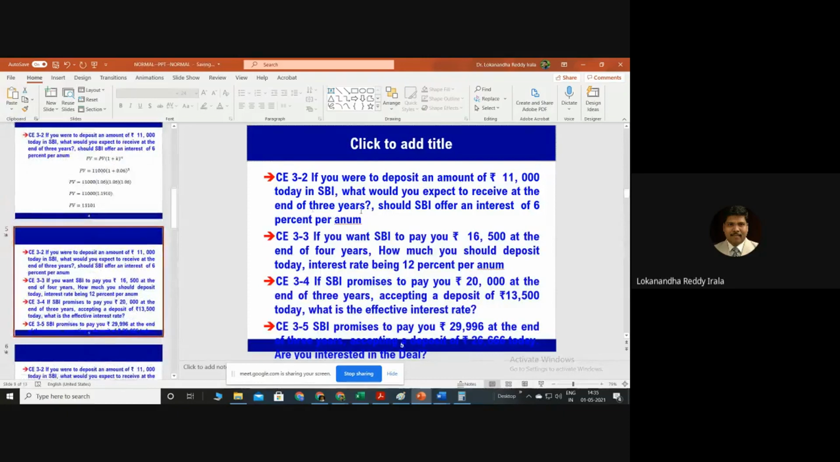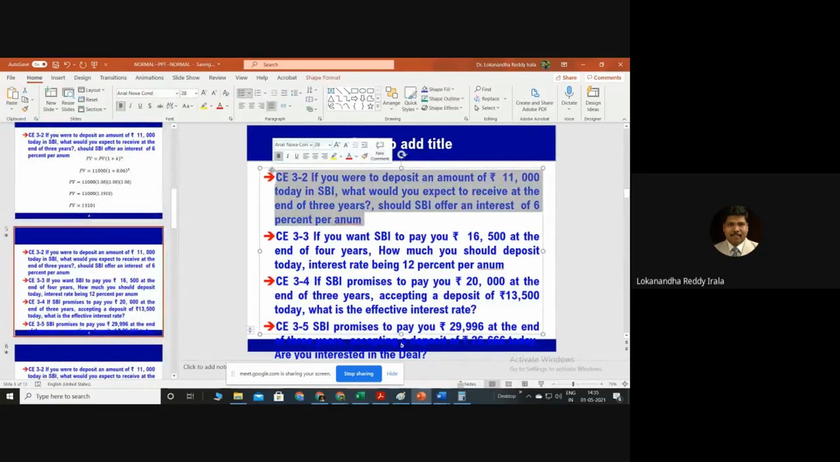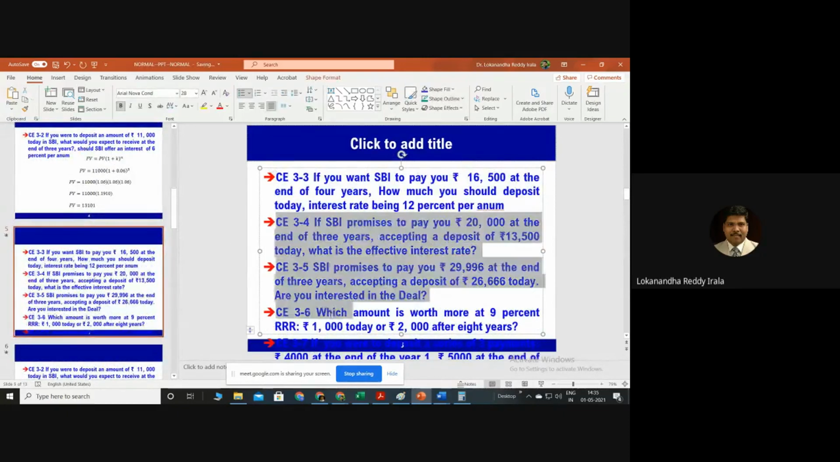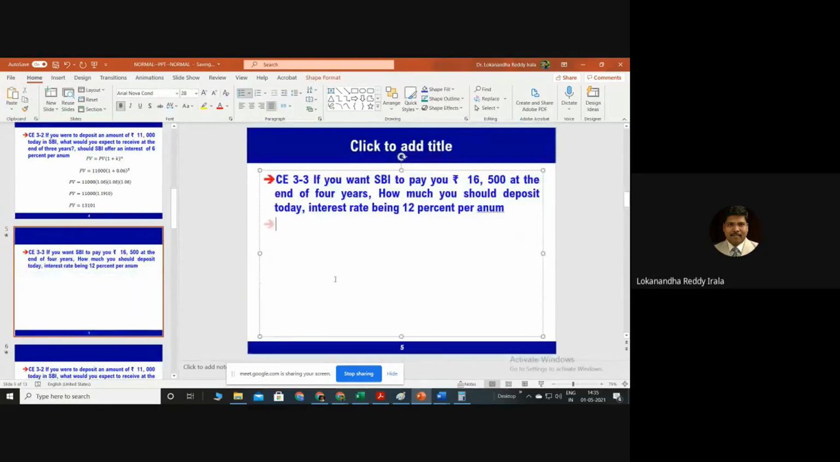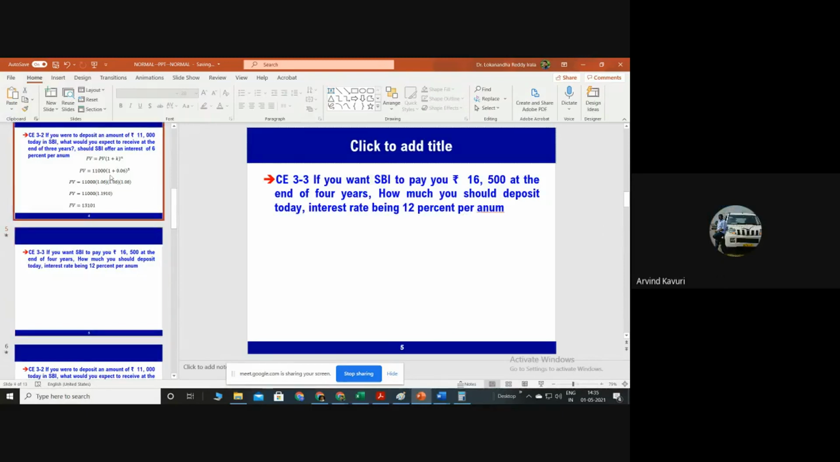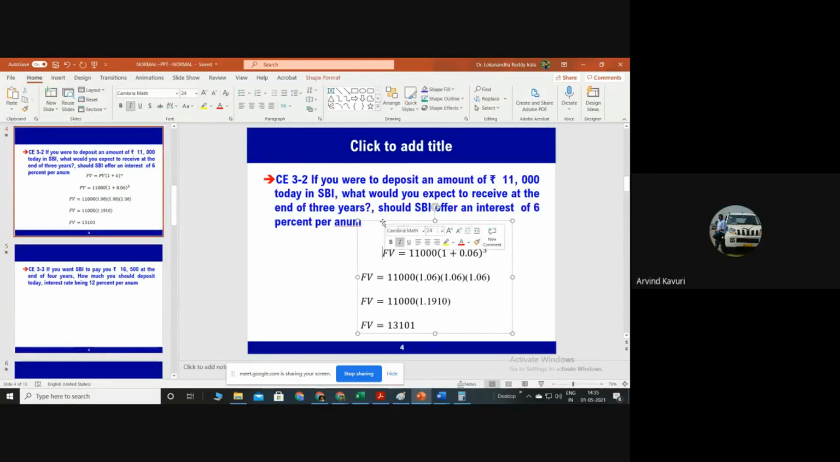Here comes your next question. If you want SBI to pay you 16,500 at the end of 4 years, how much should you deposit today, interest rate being 12% per annum? Can you attempt this? If we write that same formula, instead of PV, we have a fixed value.